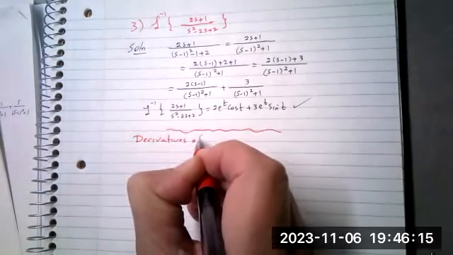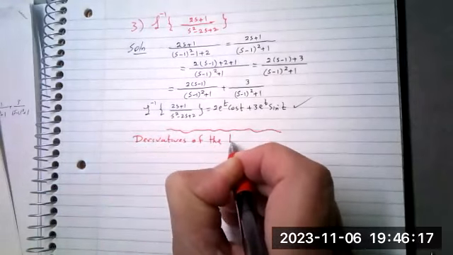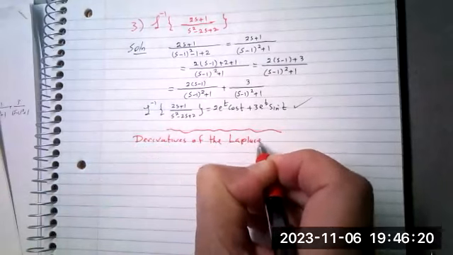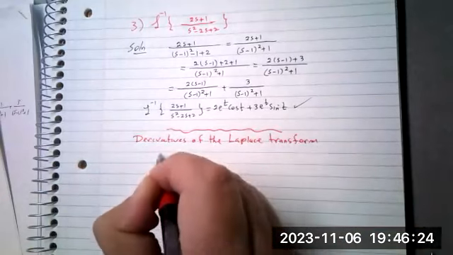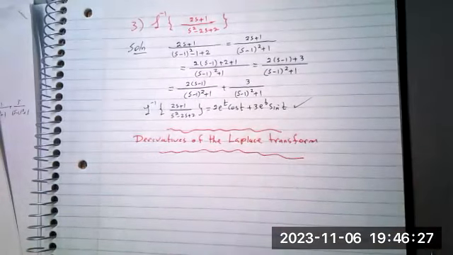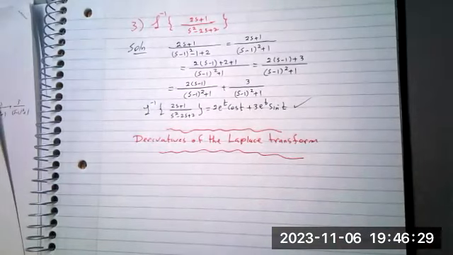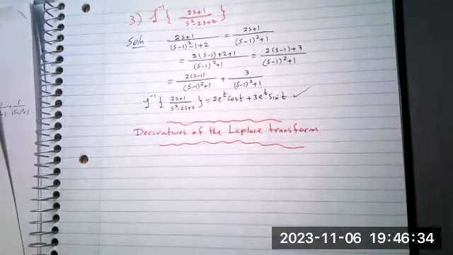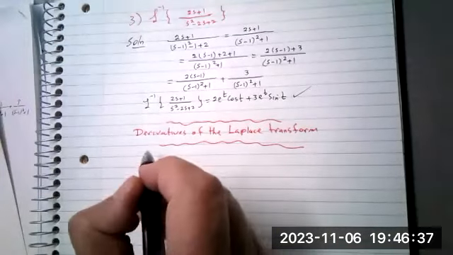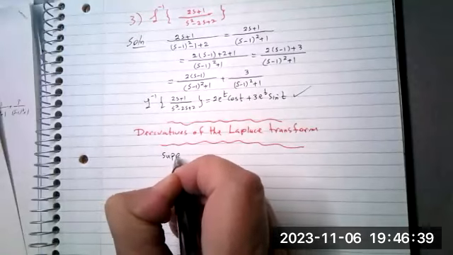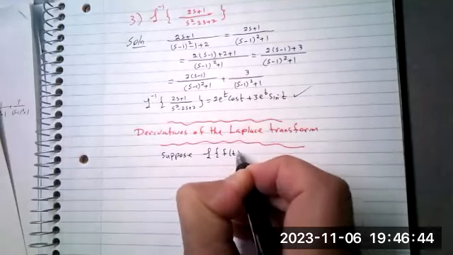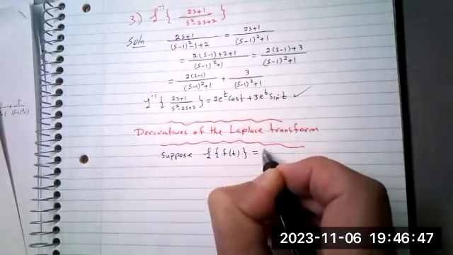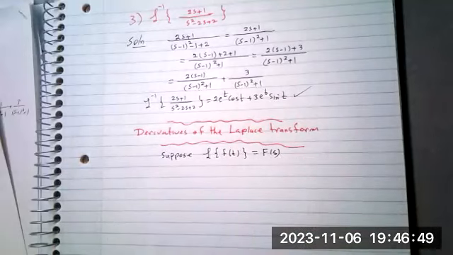Derivatives of the Laplace transform. I'm going to show you how easy it is. Then we can write it down as a theorem. Okay, there you are. So suppose we have the Laplace of f of t given to you is equal to F of s, the function.